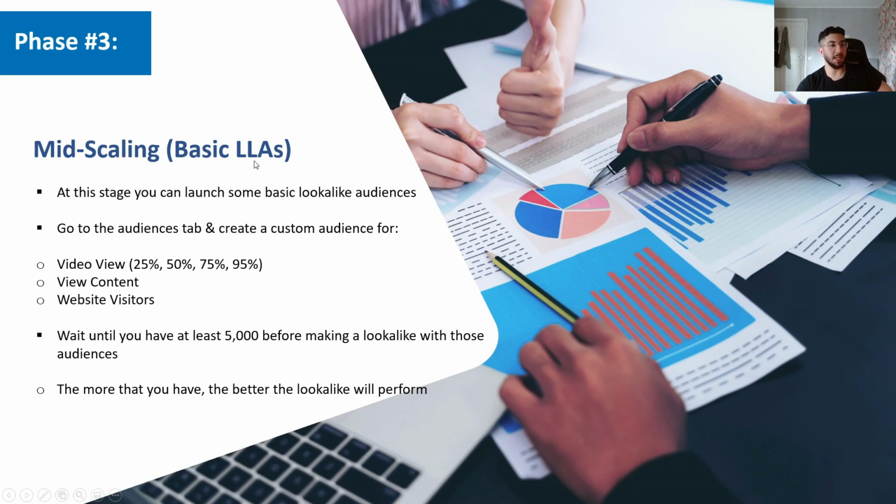Okay, so mid-scaling, basic lookalikes. At this stage you can launch some basic lookalike audiences. Go to your audience tab, basically you know how to make it. For video viewers, I recommend at the beginning you start with 75% lookalikes, and if you have more data, for example, say you have 3,000 of the 95% lookalikes here and 5,000 here, I recommend you use this one because you have more audience here, so it's going to be more accurate for you. But basically, if this is more than 5,000, you can just start running with this.